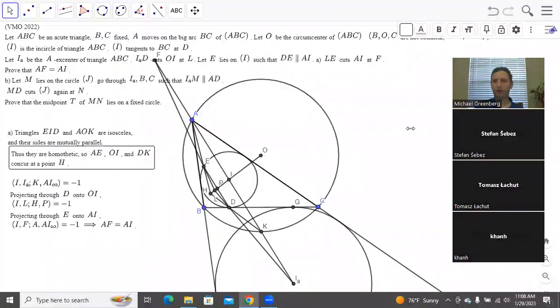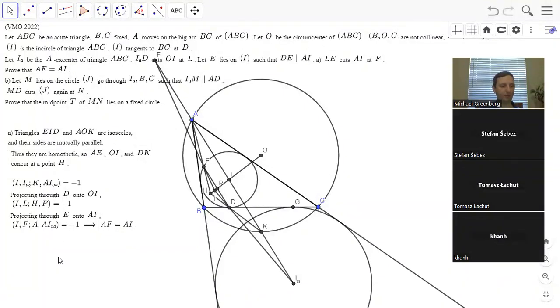Check the chat. Homothety can also solve it. Okay. Oh, the original solution is different. Interesting. Now, part B. Do you want to try part B or try another problem? Let's see. Oh, what were you going to say? Let's do part B. Okay.